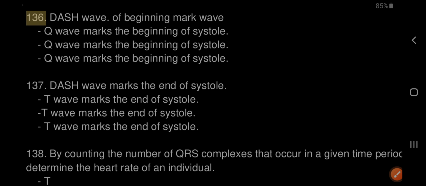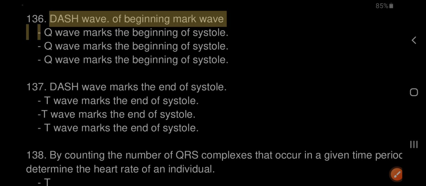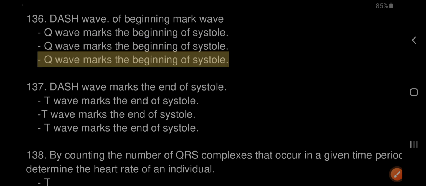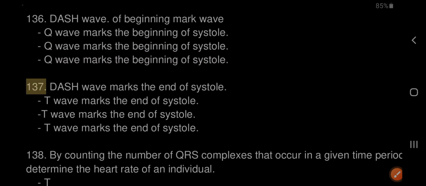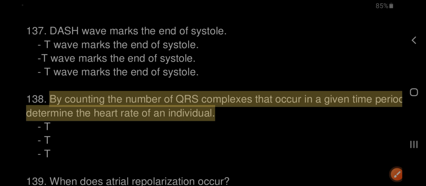Q wave marks the beginning of systole. 137. Dash wave marks the end of systole. T wave marks the end of systole. 138. By counting the number of QRS complexes that occur in a given time period, one can determine the heart rate of an individual. True.